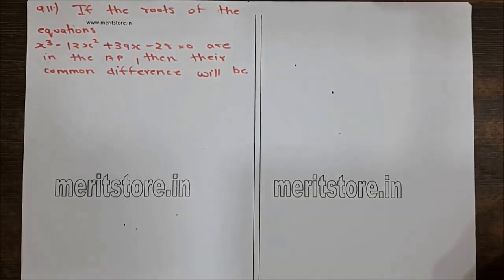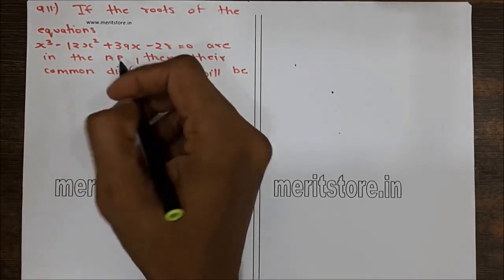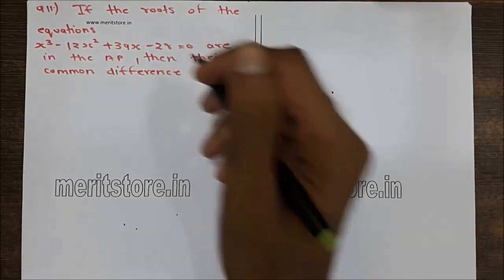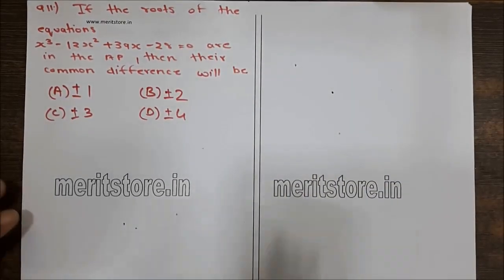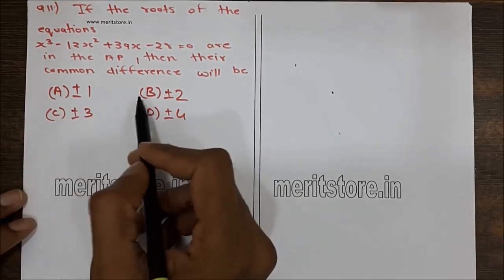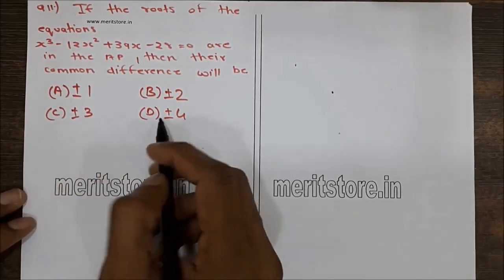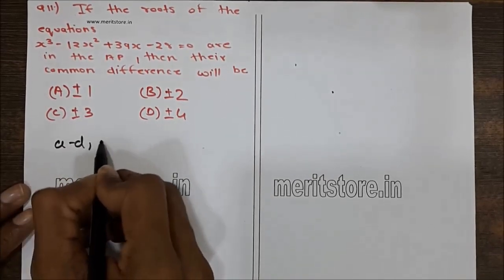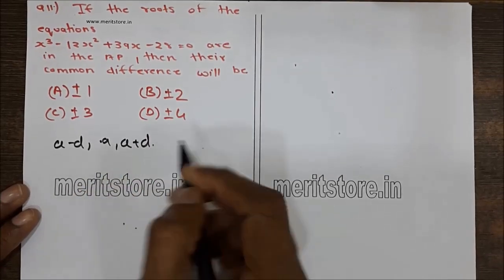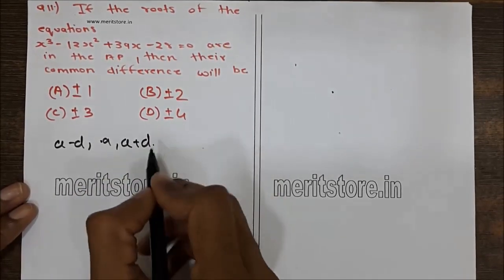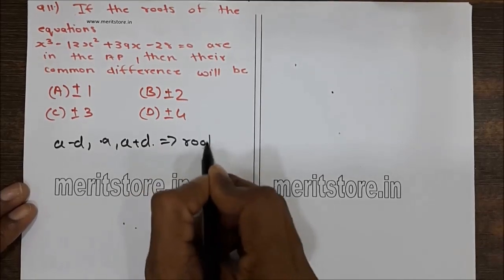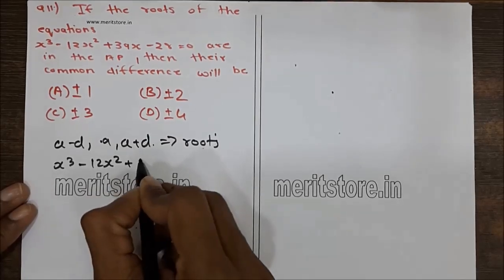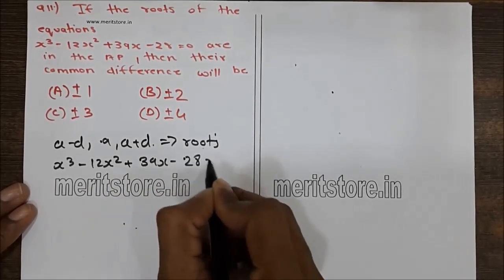Question 11. If the roots of the equation x cube minus 12x square plus 39x minus 28 is equal to 0 are in the AP, then the common difference will be. So four options, that is A plus minus 1, B plus minus 2, C plus minus 3 and D plus minus 4. Let a minus d, a and a plus d be the roots of the equation x cube minus 12x square plus 39x minus 28 is equal to 0.